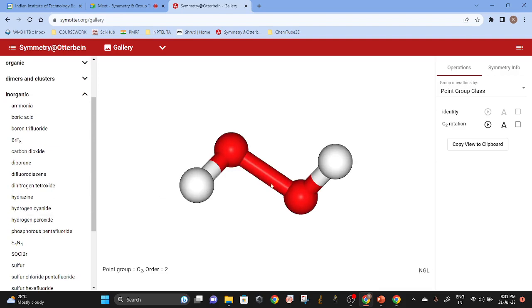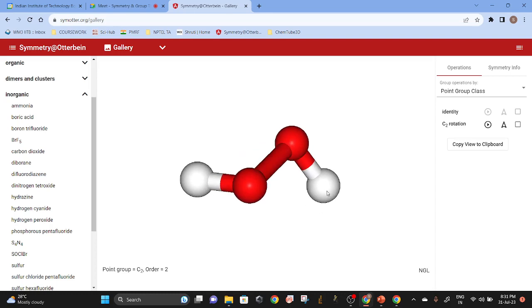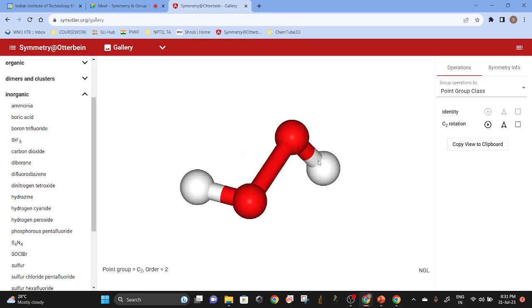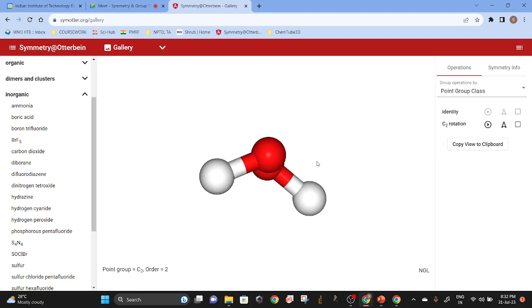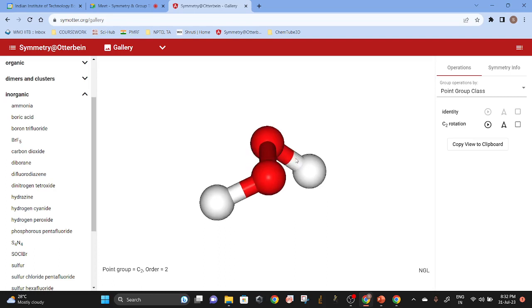So here it is, H2O2. Now let's see, this molecule is, I am telling you, not the planar one which is asked in the question. Can you see the bonds are twisted? The bonds are angled. It is not the planar one, but for your understanding I am showing you this molecule. It is called the open book structure.